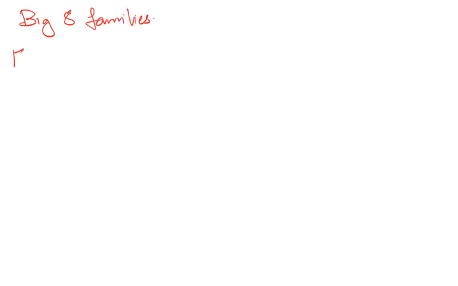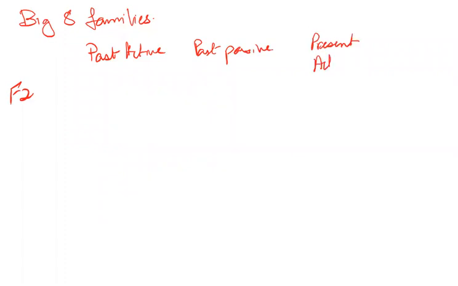So we will start with Allama: past active, past passive, present active, present passive. Okay. What is family 2?